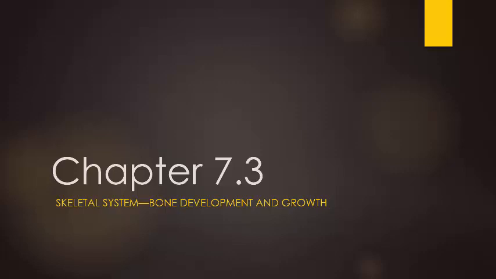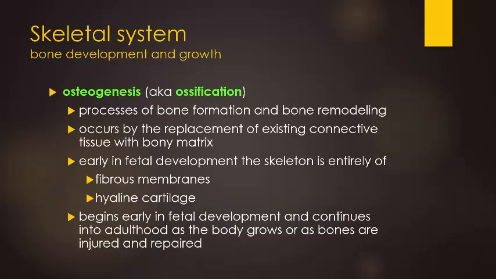Okay, so in this video we're going to take a look at how bones develop and how they grow. So let's see how that works. The process of bone growth, or new bone production, is called osteogenesis. We've got two roots here: osteo for bone, genesis for beginning. Osteogenesis occurs through the processes of ossification, so the calcification or the laying down of bony matrix.